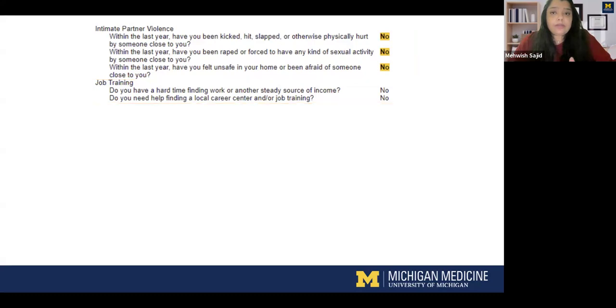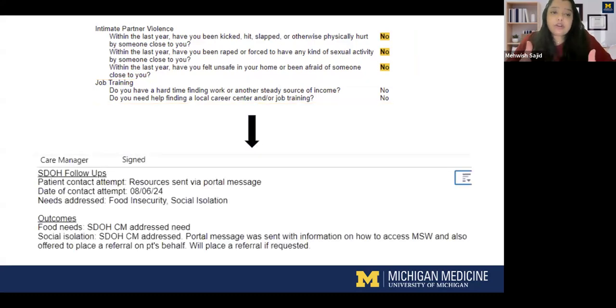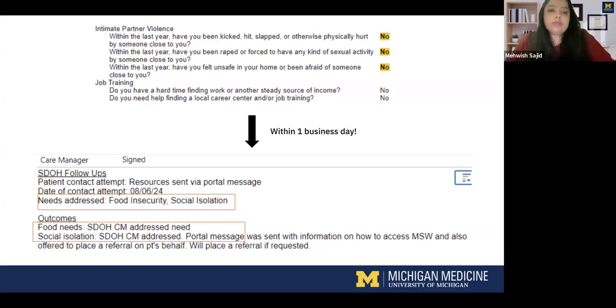And ultimately, for this patient, with the way that she answered these questionnaires, the care manager reached out to her, and she directly addressed her needs for food insecurity resources and social isolation resources. That was through a portal message. And all of this was done within one business day because the patient marked her food insecurity as an urgent resource need, which I think is pretty phenomenal for our patients. And this was all done before I saw the patient. That was also really profound, because this is something that is happening before we even see the patients, and it's already being addressed, and we're very lucky that we have this in place.